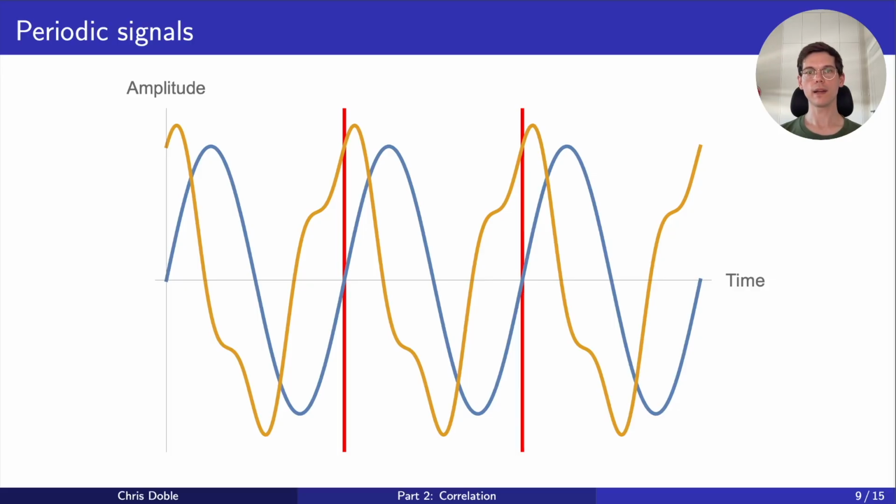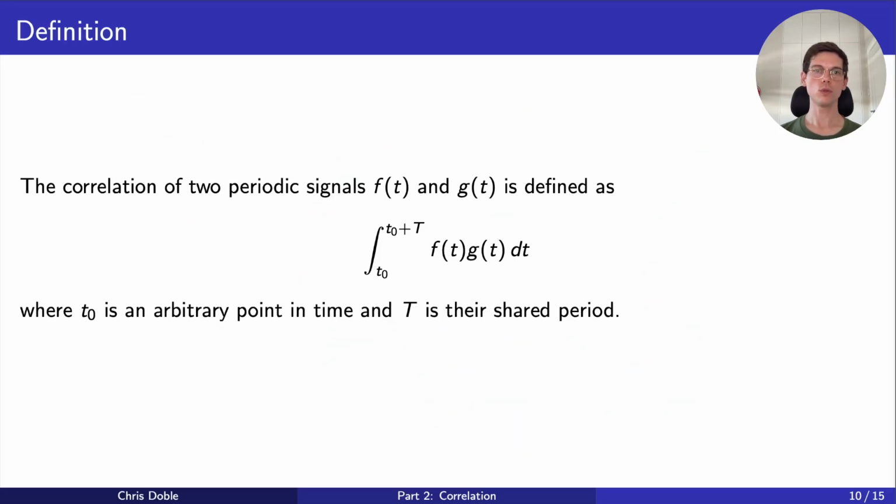We can express this mathematically. If we have two periodic signals, f(t) and g(t), their correlation is defined as the integral with respect to time of their product from some arbitrary point in time t0 to t0 plus T, where T is their period. This is the same as the previous definition. We've just changed the limits of the integral so it only covers one period.